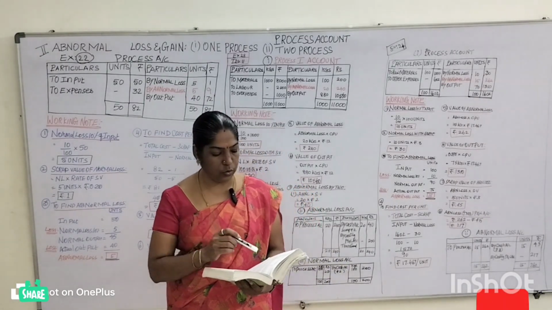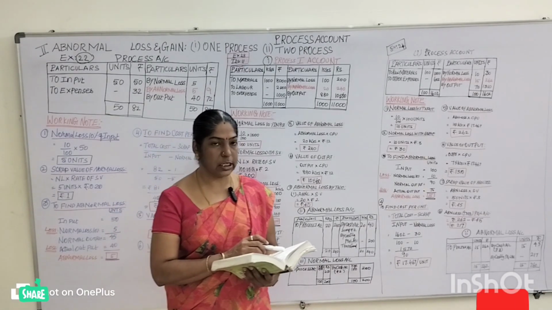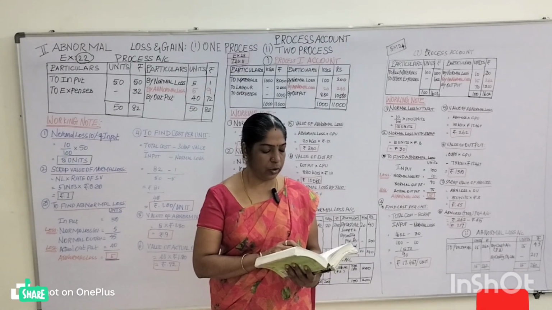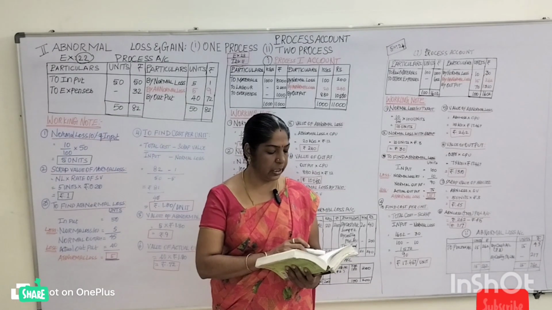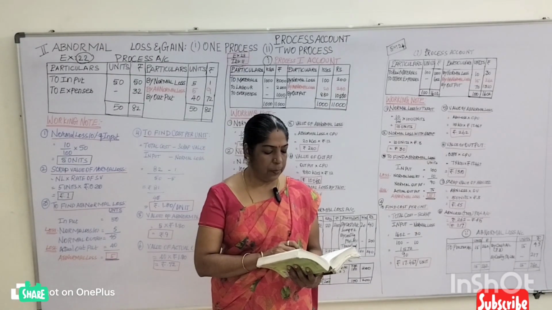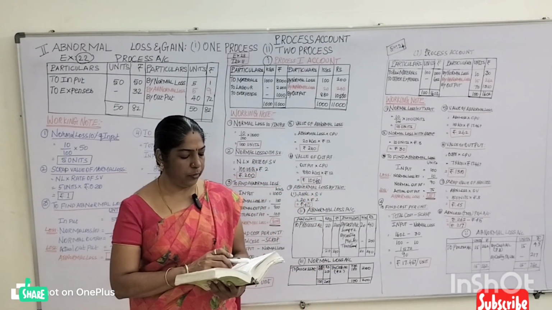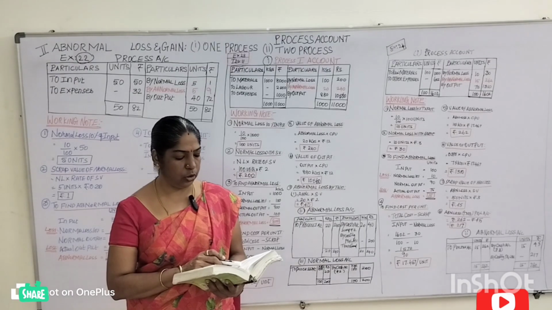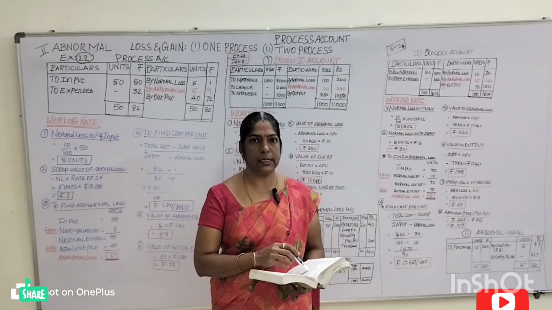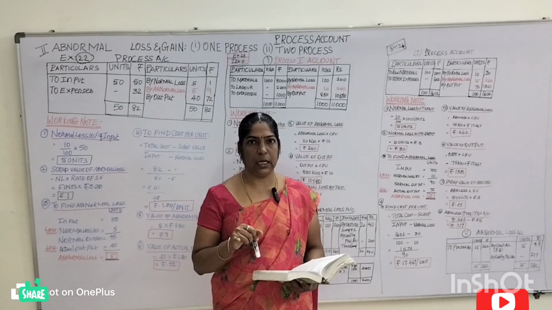50 units are introduced into a process at the cost of 50 rupees. The total additional expenditure incurred by the process is rupees 32. Of the units introduced, 10% are normally spoiled in the course of manufacture. They possess a scrap value of rupees 0.20 each. Owing to an accident, only 40 units are produced. Prepare the process account. What they are telling us, what is given here: 50 units introduced as input.